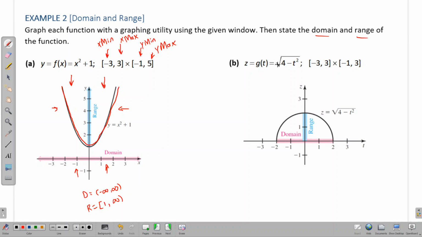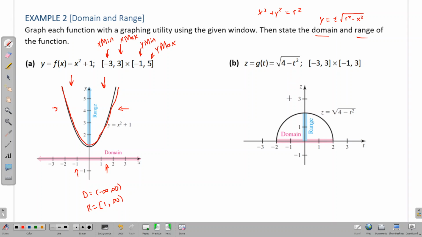Okay, next function is this one here. If you didn't already have it graphed, hopefully you would recognize that this is the upper semicircle of a circle centered at the origin of radius 2. Remember that the equation of a circle centered at the origin is x squared plus y squared equals r squared. If you solve this for y, you get y equals plus or minus the square root of r squared minus x squared. Plus is for the upper semicircle, minus is for the lower semicircle.